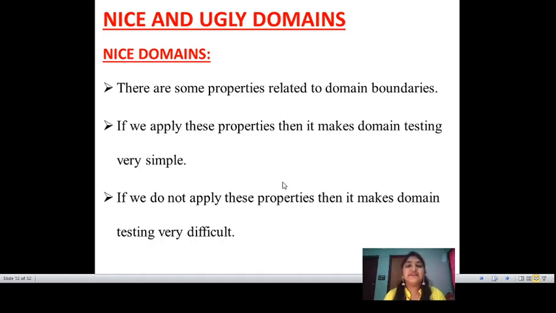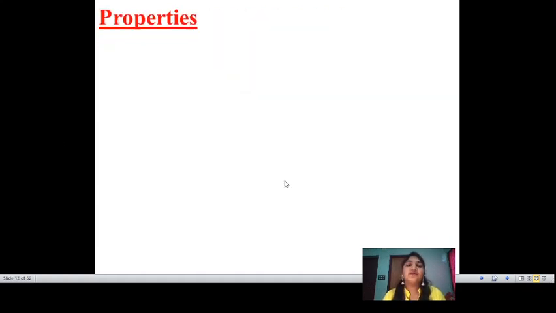Now we'll see what those properties are, the properties of nice domains. If the properties are satisfied by a particular domain, it is known as a nice domain. If they are not satisfied, then it is not a nice domain. Let's see the properties of a nice domain. The first one is linear and non-linear boundaries. You all know that linear is a familiar word and non-linear is also a familiar word.